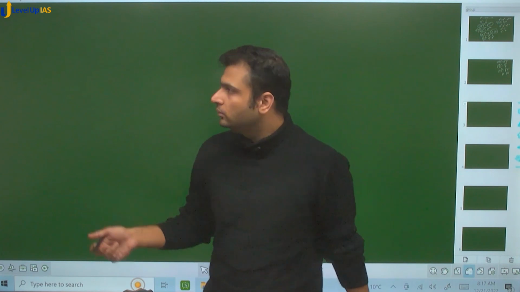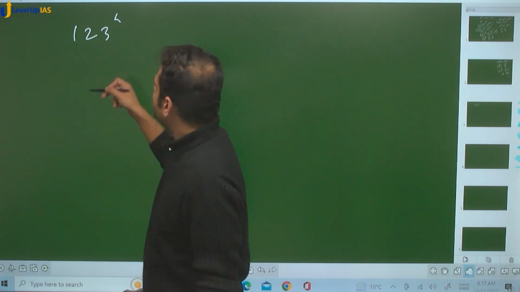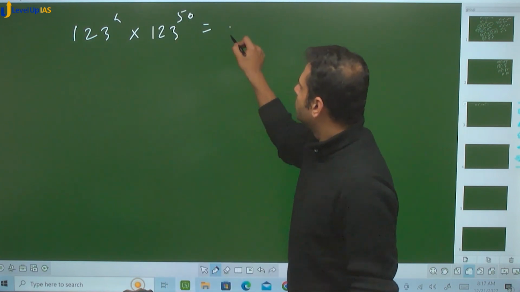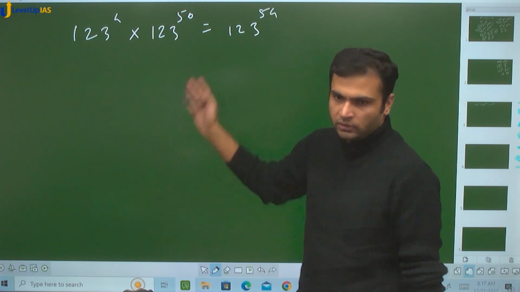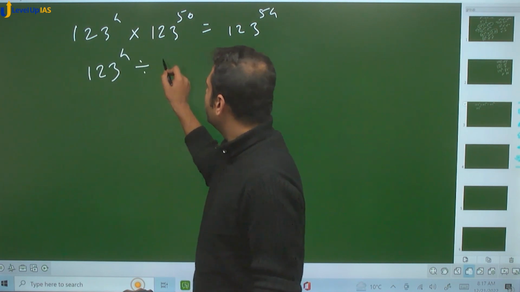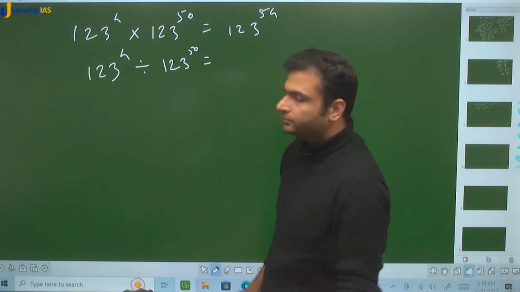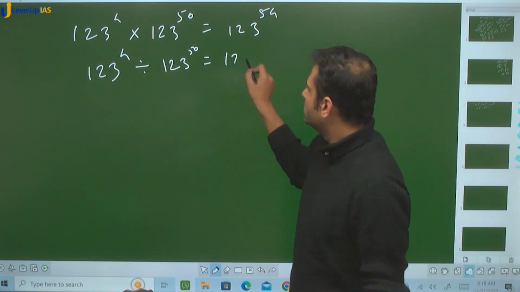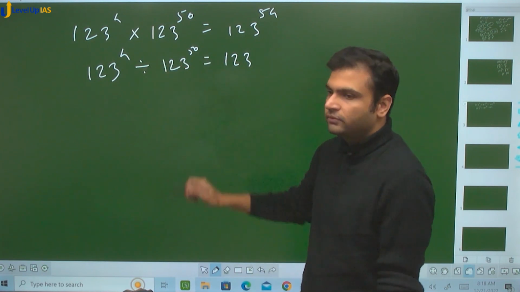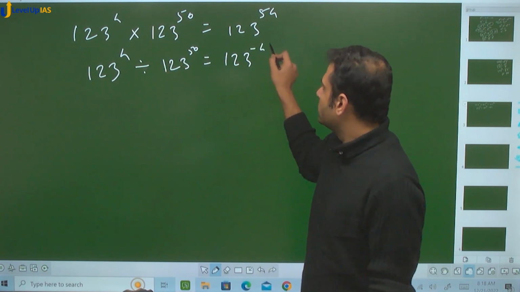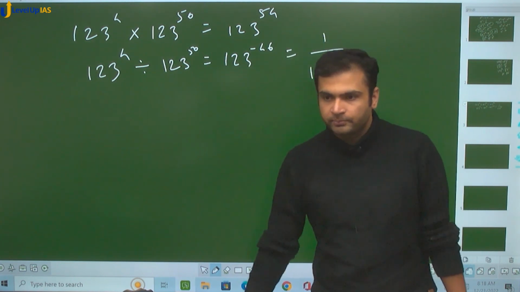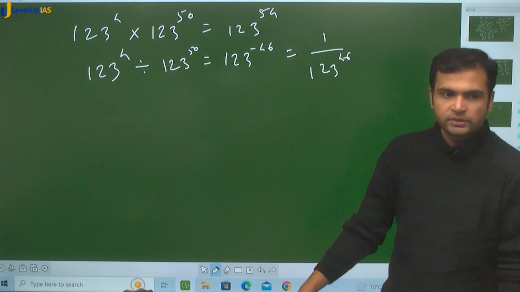Just 123 raised to 4 into 123 raised to 50. What would be this? 123 raised to 54. Exponent, just power gets added. 123 raised to 4 divided by 123 raised to 50. What would be this? 123 raised to, division, 4 minus 50, which is minus 46, equal to 1 by 123 raised to 46. Whatever that number is, we are not interested in that.